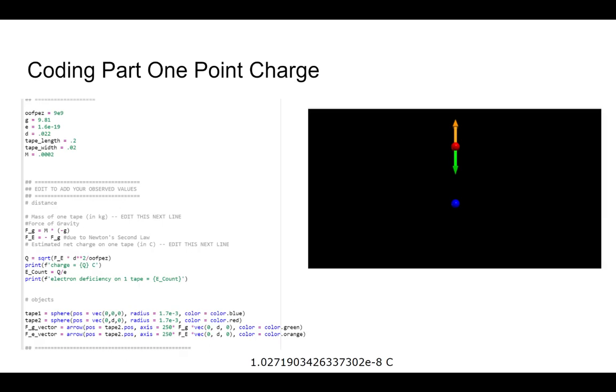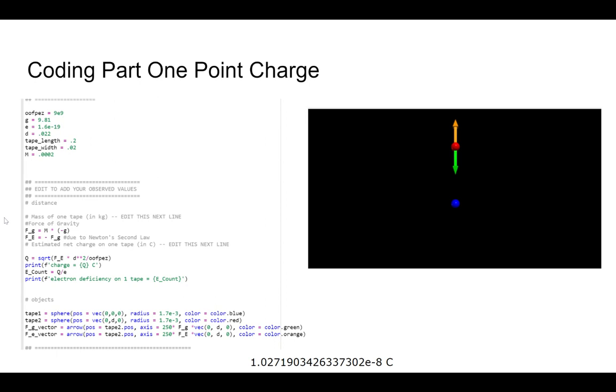So you can see here, these are our constants. Coulomb's constant, 9 times 10 to the 9. Gravitational constant, 9.81. The electron charge, 1.6 times 10 to the negative 19. The distance, 0.022. Tape length, 0.2 meters. Tape width, 0.02 meters. And then the mass.